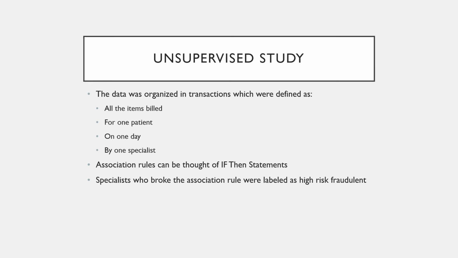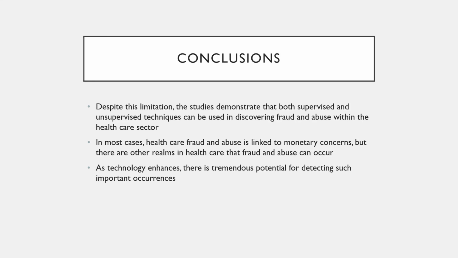The researchers were able to identify 215 association rules. So in the end, any specialist that broke the association rule was labeled as one with a higher risk of fraudulent behavior. Although there are limitations, we can see that many healthcare organizations have successfully implemented both supervised and unsupervised techniques to discover instances of fraud and abuse.